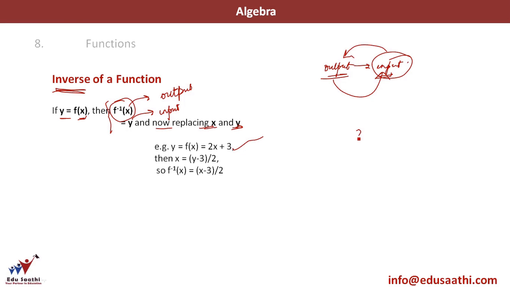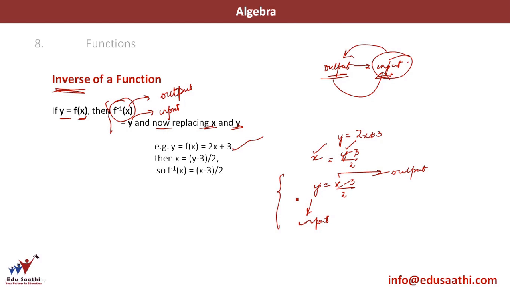The function that we are given is 2x plus 3. The method is to write the dependent variable in terms of the independent variable, making dependent independent and independent dependent. So y minus 3 over 2 is equal to x. What I've done is I've made the dependent independent and the independent dependent. Now replace y with x: y is equal to (x minus 3) by 2. Here x actually is the output, it is not the input, and y actually is the input. This has to be taken care of whenever you are writing the inverse of a function.